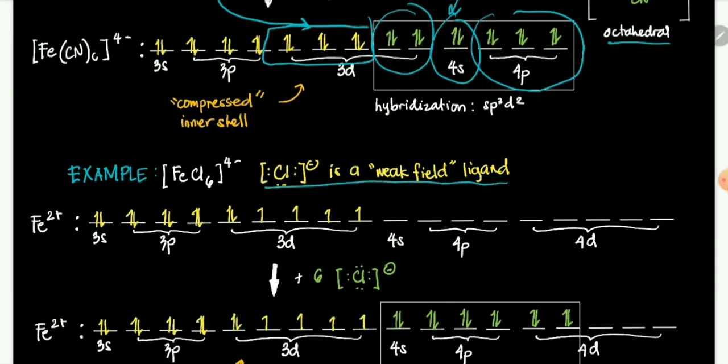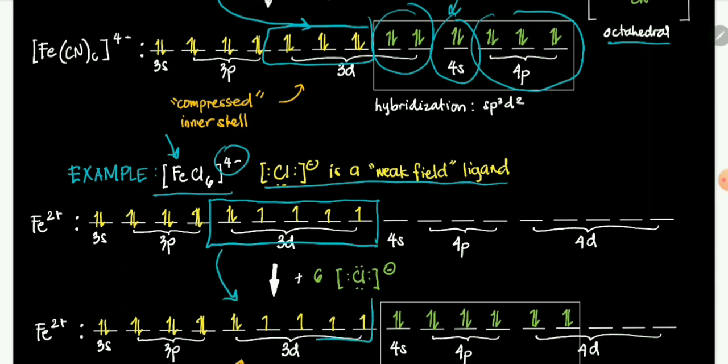Okay? So, kapag naman weak field yung ligand, okay? So, chloride is a weak field ligand. So, meron tayong hexachloroferrate kasi ito ay iron 2+. This is 4- pa din kasi Fe2+, tapos 6 yung ating Cl-. So, meron tayong 4- na net charge for the molecule. Okay? Makikita natin dito na yung ating 3D orbitals or 3D electrons, okay, ay hindi na-compress kasi weak field lang si chlorine or si chloride.